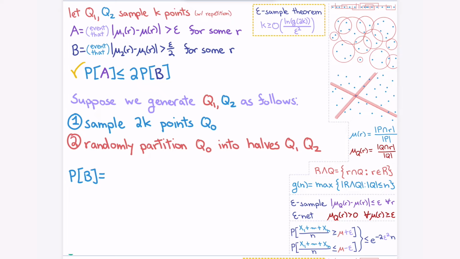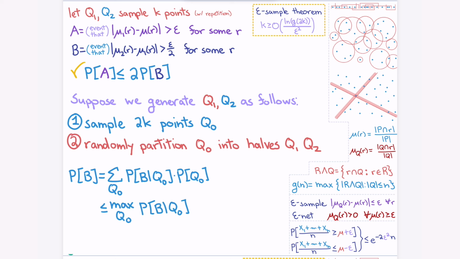Okay, so let's look at the probability of B. Now, what we can do, to do it formally, is condition on Q0 first, right? What's the probability of B given one particular Q0, another particular Q0, whatever? We can just bound that by the worst possible Q0. Who cares what the Q0 is? What's the probability of B given Q0?